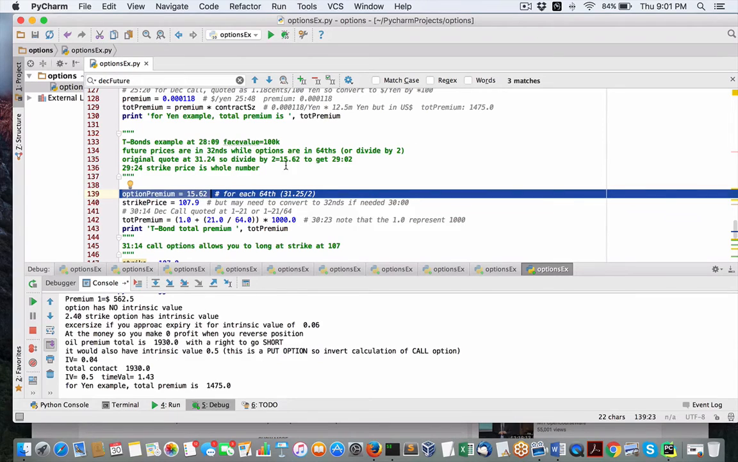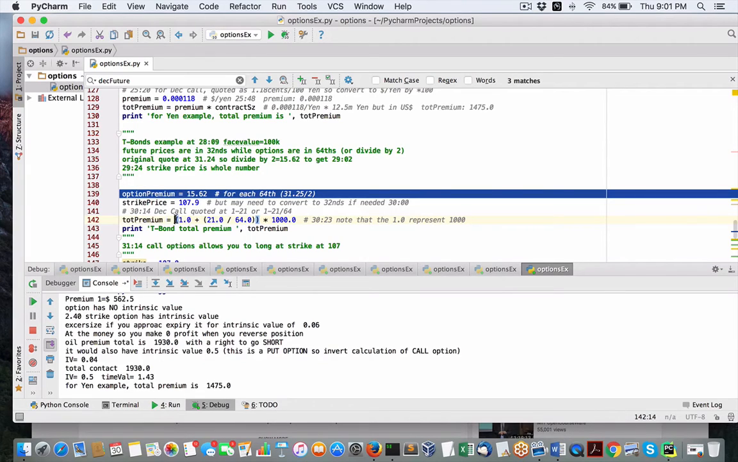It's calculated here, and that is for each 64th. So our strike price could be 107.9. You may need to convert to 32nds if needed. Now, a December call will be quoted at, let's say, 1 and 21 64ths.